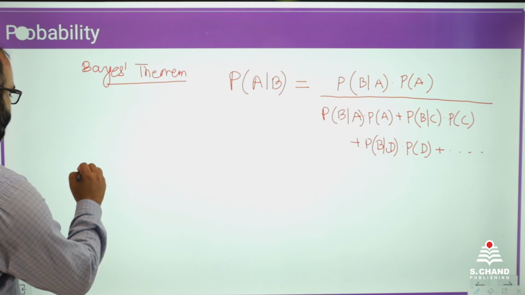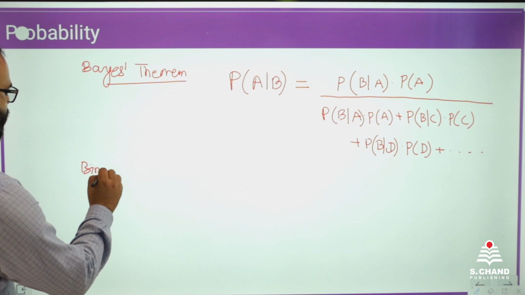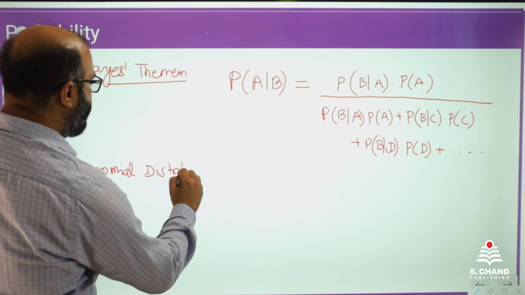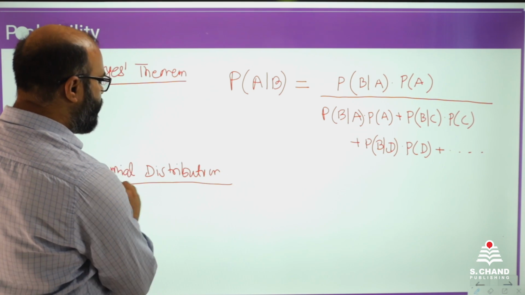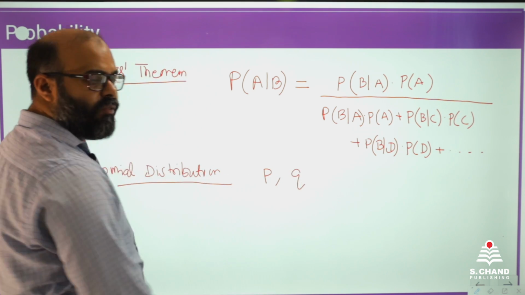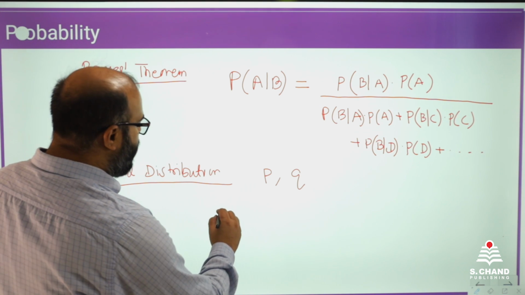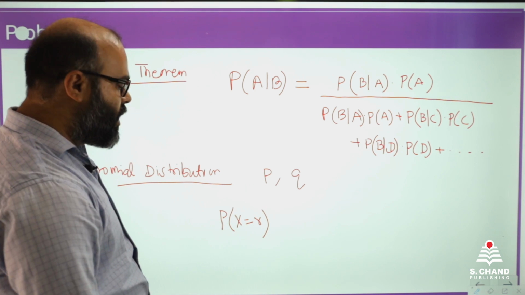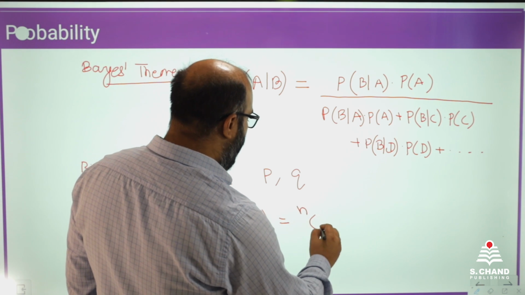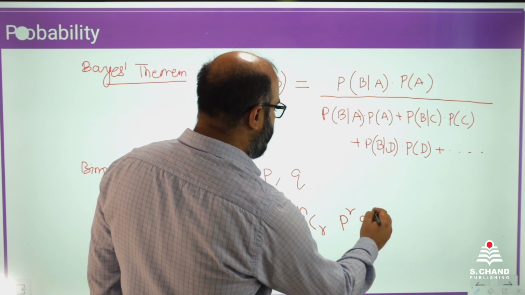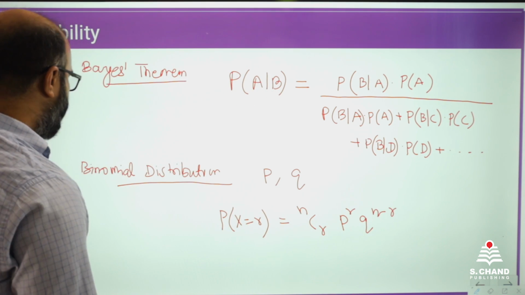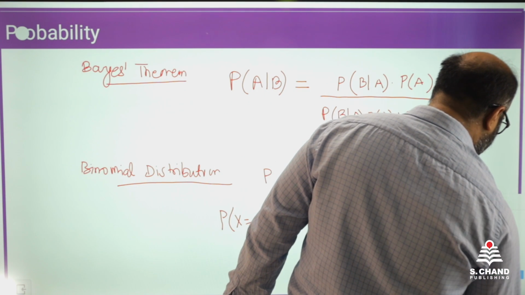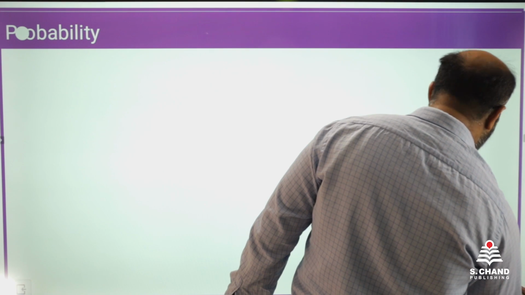Then we have binomial distribution. Binomial distribution says that if there is a probability of success, which is P, and probability of failure, which is Q, then the probability of getting R successes out of n independent trials is actually nCr P to the power R Q to the power n minus R. So these are some important results which we will see in the upcoming questions, and we will see their application.